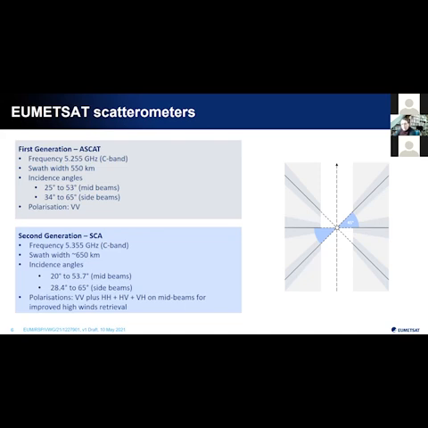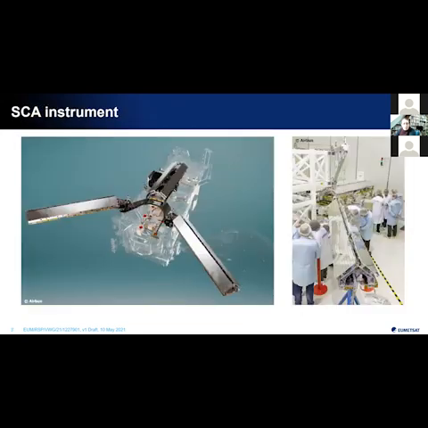On the right-hand side here, you can see a bit of the basic layout of the system. This is just a picture of the instrument itself, how it's basically built into the satellite. This is an image that's coming from the manufacturer, Airbus. And on the right hand side, you can actually see one of the test antennas, just to give you an impression of what the thing looks like.